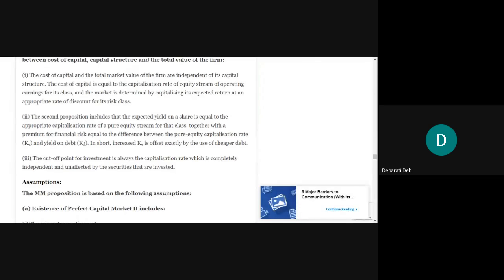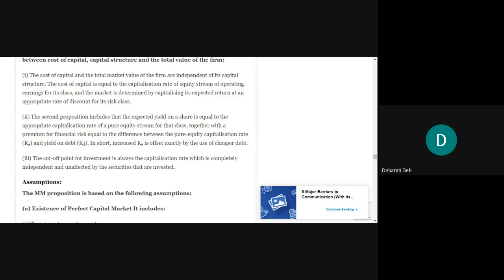The second proposition says that the expected yield on a share, whatever return you are expecting from a particular share, is equal to the capitalization rate of a pure equity stream, that is KE, together with a premium for financial risk equal to the difference between the pure equity capitalization rate KE and KD. That means whatever extra advantage is generated by including debt in the capital structure, the increased cost of equity will offset it. If you are incorporating more debt, that means a higher cost of equity.